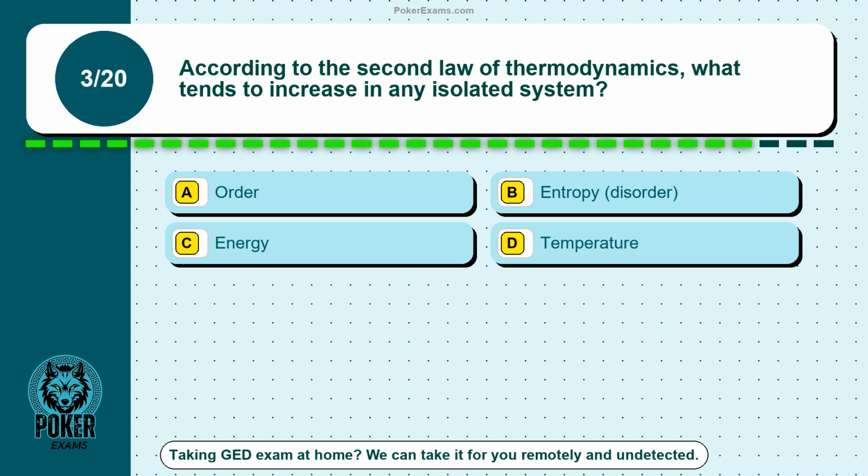Question 3. According to the second law of thermodynamics, what tends to increase in any isolated system? Option A, order. Option B, entropy, disorder. Option C, energy. Option D, temperature.